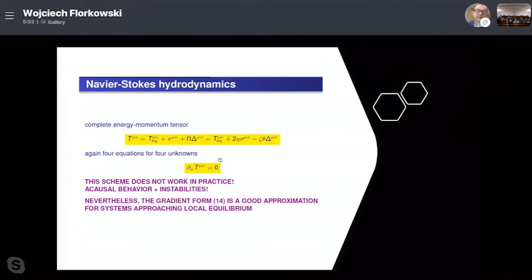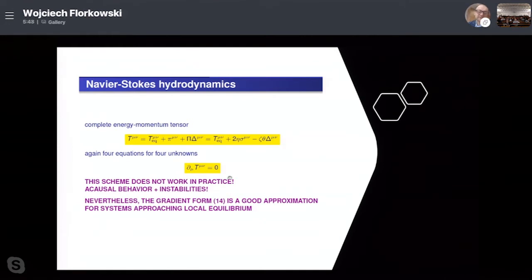So in this case, we have four equations for four unknowns, because at this level we have, again, four independent basic hydrodynamic variables. It means temperature and three independent components of the four-velocity of the fluid element. So we have the same number of equations and unknowns, but this scheme doesn't work in practice. The physical reason is that the reaction of the system is directly connected with the gradients. So it looks as if we had really instantaneous behavior, an instantaneous reaction of the system.